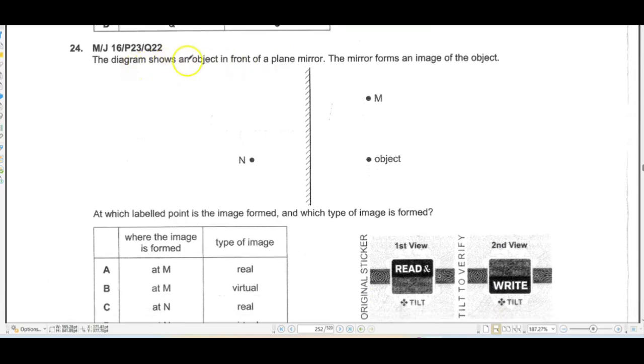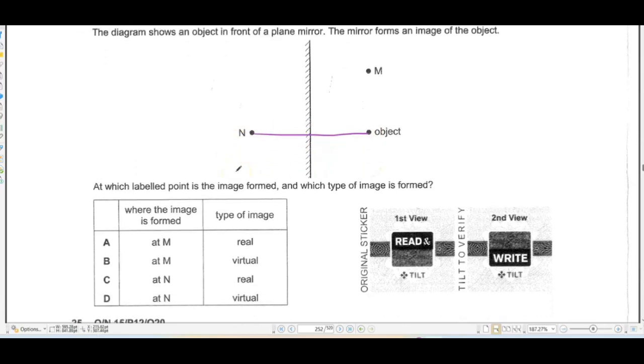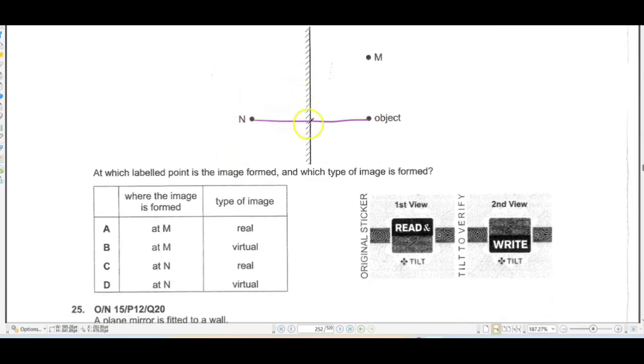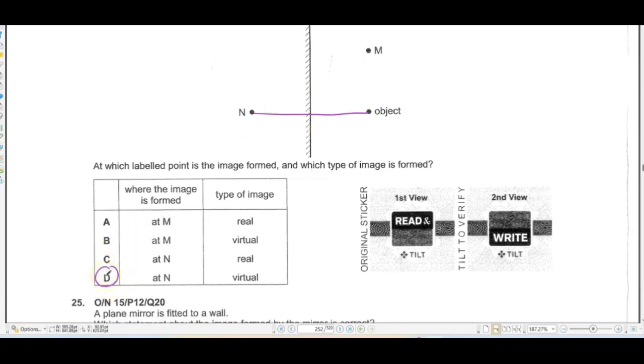Question number 24. The diagram shows an object in front of a plane mirror. The mirror forms an image of the object. At which labelled point is the image formed, and which type of image is formed? If this is the object, the image has to be in the same line with the object, so it is formed at N. And obviously it is formed by a plane mirror, so it's going to be a virtual image and not a real image. So D is our correct option.